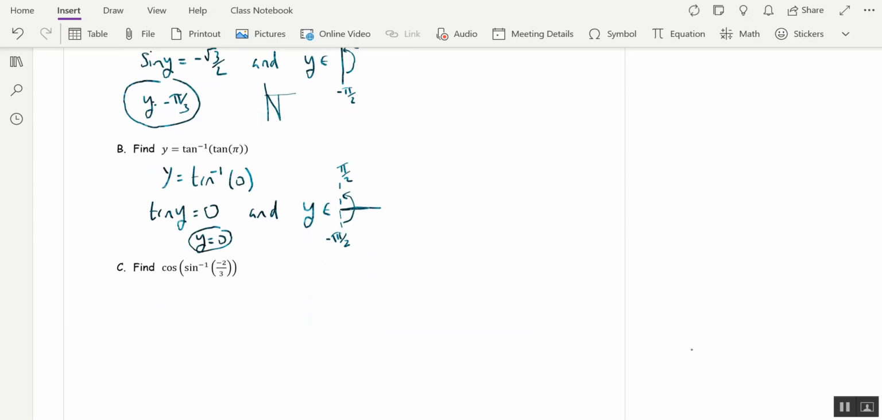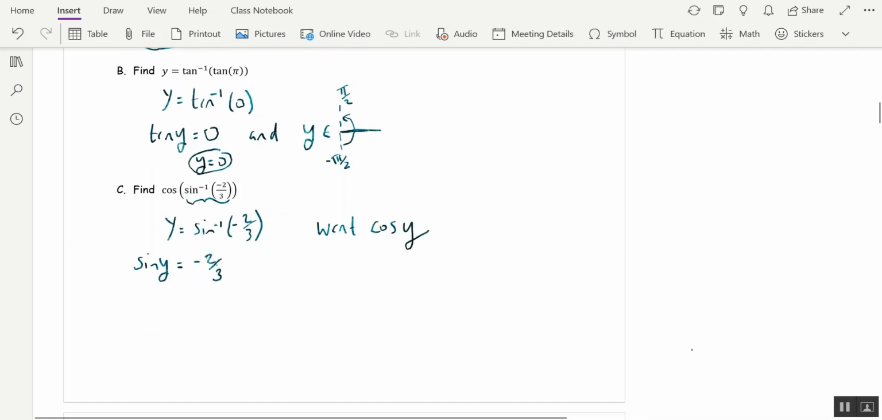Okay, and we'll do one more. Find cosine of sine inverse of negative 2/3. So this one's a little more involved. First of all, let's name the inside. Let's name it y. y equals sine inverse of negative 2/3. So what we're after eventually is cosine of y. Okay, let's take sine of both sides. Sine of y equals negative 2/3, and y has to be an angle between negative pi over 2 and pi over 2. Now, since the sign is negative, we know that y has to be down here in quadrant 4.